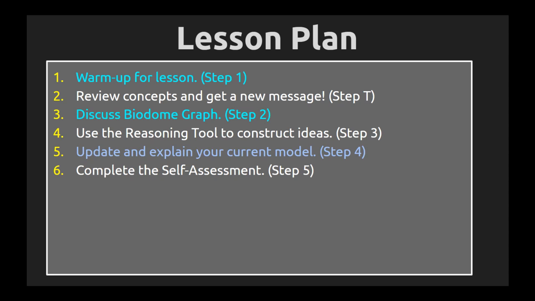You've seen it before. You provide evidence. You tie it to a claim using reasoning. And then you update and explain your current model, and that is the written paragraph version of what you did in the reasoning tool. And then complete the self-assessment.